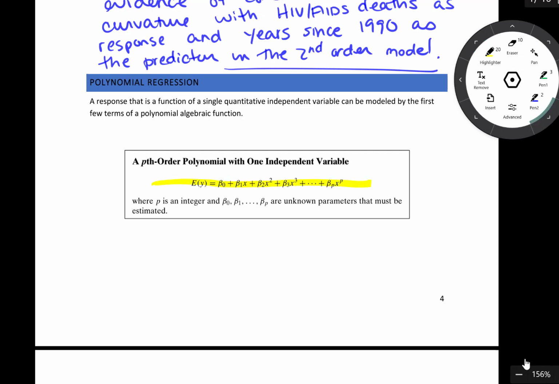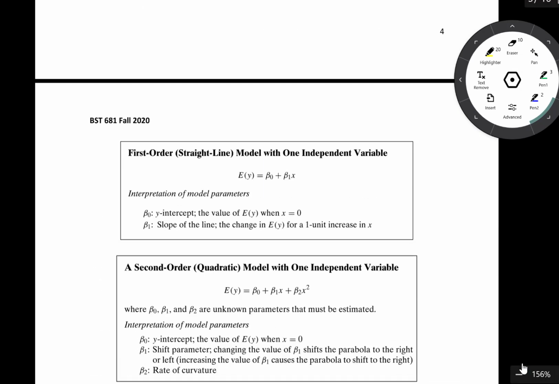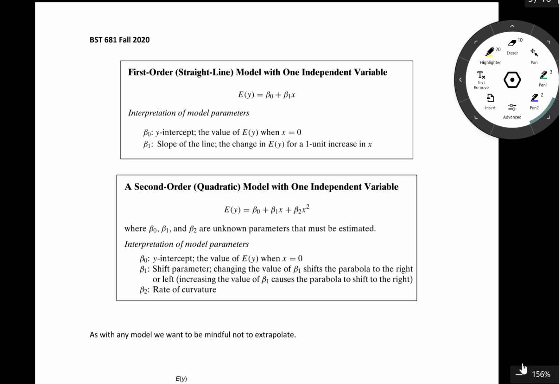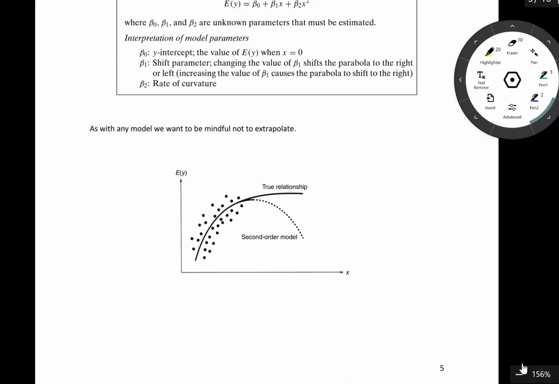Notice in our model we have the intercept, and then all of the corresponding terms only involve x, but they involve x to increasing powers. So we have x to the first, second, third, all the way up to the pth power. If we just focus on this piece right here, that is the second order model that we just looked at. It ends up that some of the models that we've already looked at are just special cases of this. That includes the simple linear regression model, as well as the second order quadratic model with one independent variable.